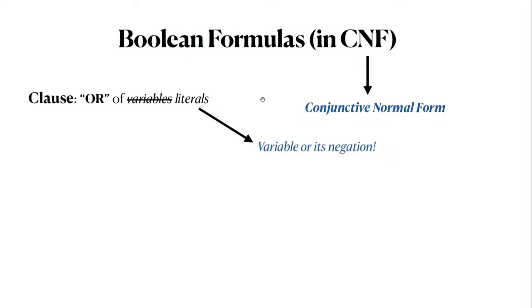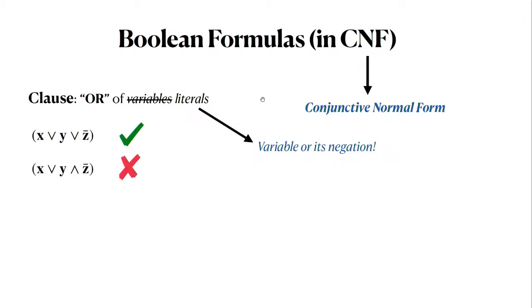CNF is called conjunctive normal form. It's just basically giving a structure to my Boolean formula, and I'll explain what the structure is. So I'll define something called a clause. A clause is basically just an OR of literals. What do I mean by literal? Every variable can appear either as x or as x bar. These are my two options for a variable appearing, and I call this a literal. x and x bar are my two literals for a given variable, and a clause is basically just an OR of literals.